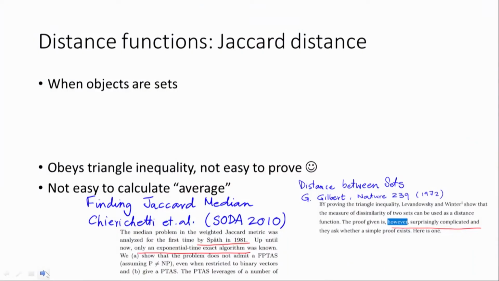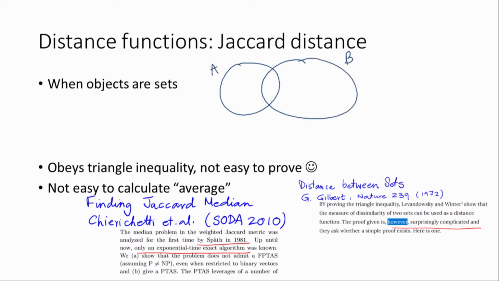This is another fun distance. I really like it. This is called Jaccard distance. When is it defined? It's defined when the objects are sets. What is the definition of this distance? Let me draw them. This is a Venn diagram. So the objects A and B are sets.